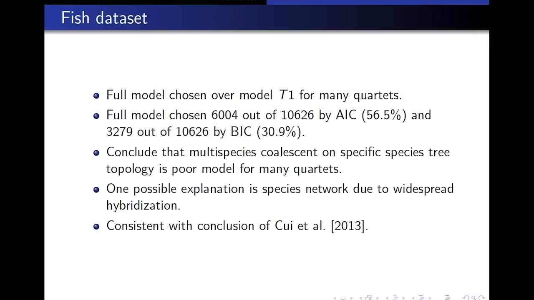We have a large percentage of quartets where we're choosing the full model over model T1 of a specific species tree topology and the multi-species coalescent. This could possibly be due to species tree topology being a poor fit, which would be consistent with the conclusion of Cui et al. of widespread hybridization. But of course, there could be other causes as well.